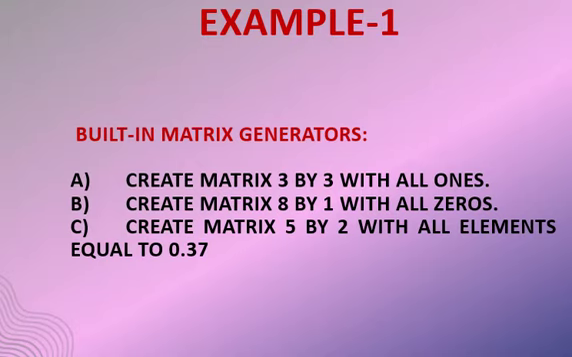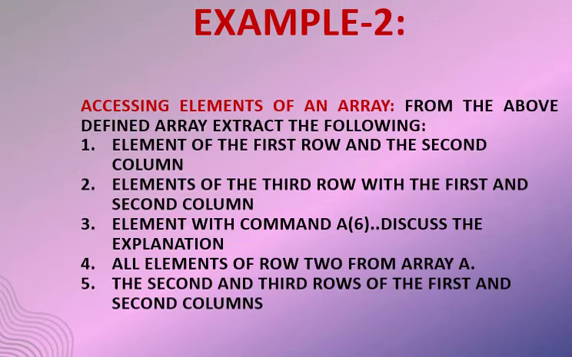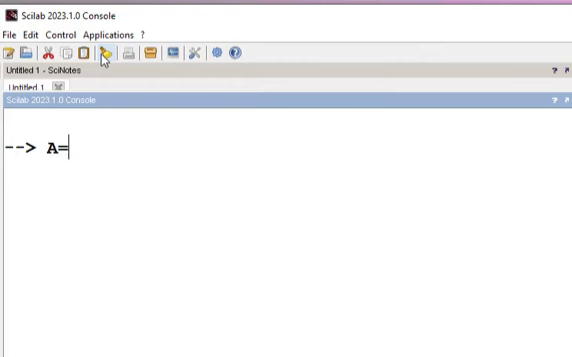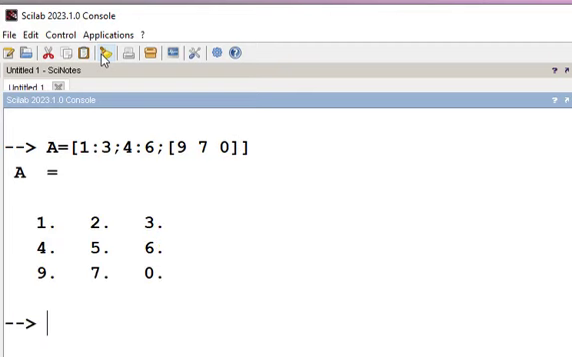So both are the ways that you can generate a matrix with all elements as 0.37. I hope we have understood how to generate the matrix using inbuilt commands. Here we have example 2. From the above defined array, extract the following. Till now I have not named any, so let me create A with the first row elements as 1, 2, 3, semicolon, next elements 4, 5, 6, semicolon, and let me write some different elements. Once it is created, I have a matrix A.